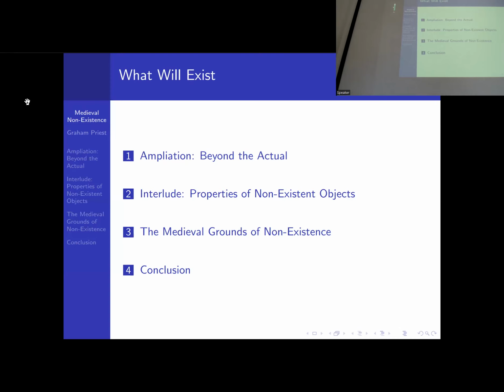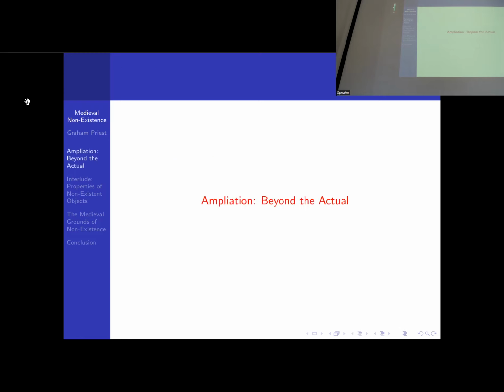Okay, so then what I'll do in the last part of the talk is revisit the grounds that the medieval logicians had for supposing that some things don't exist, and we'll have a brief look at what one might make of those in a contemporary context. So that's where we're going. All right, so part one, ampliation beyond the actual. I'll tell you what ampliation is in a second.